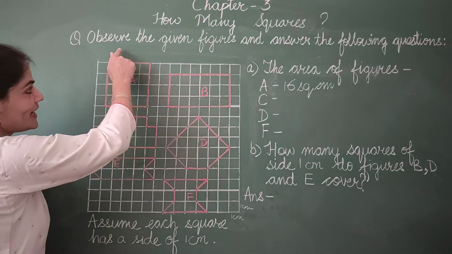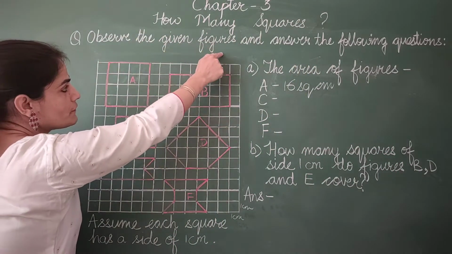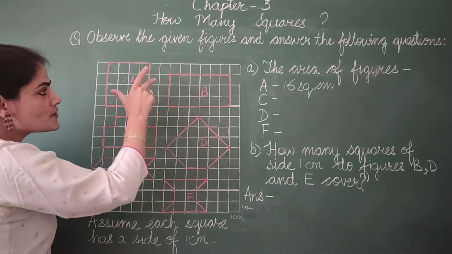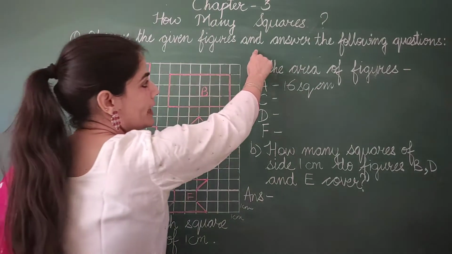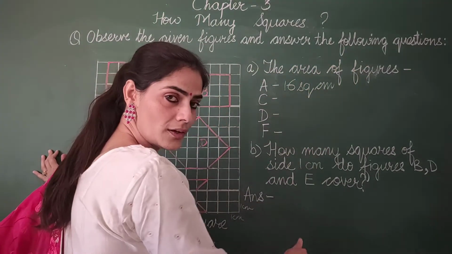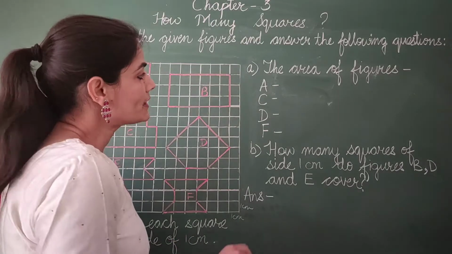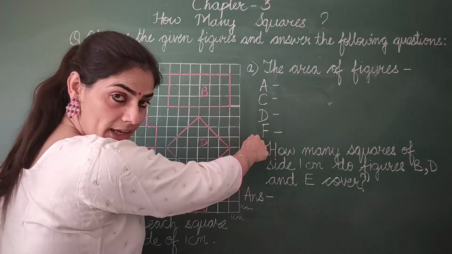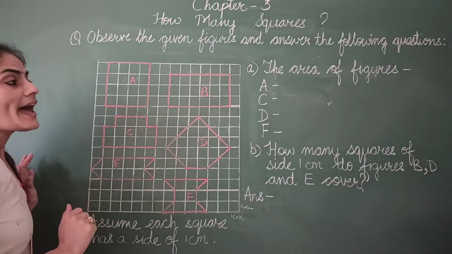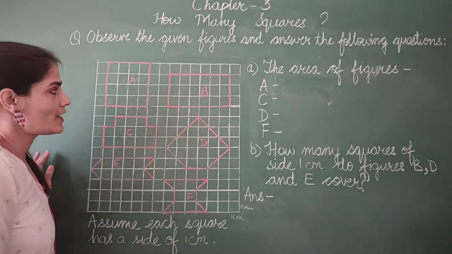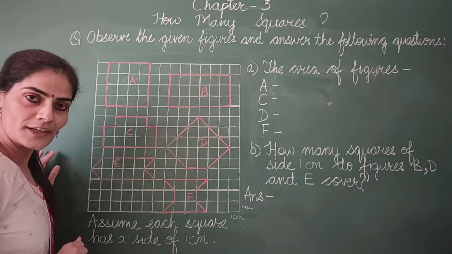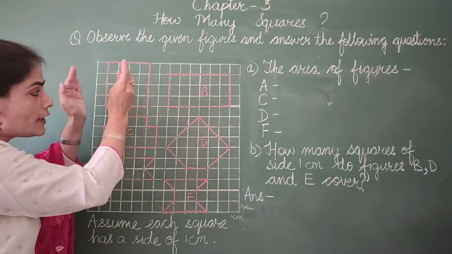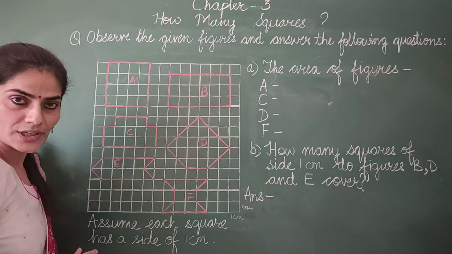The question states, observe the given figures. I have given you 6 figures here. Observe them carefully and then answer the following questions. We need to find the area of figures A, C, D and F, children. So, as I told you in the beginning itself, how do we find the area of figures? We count the small squares that the figure encloses within its boundary.